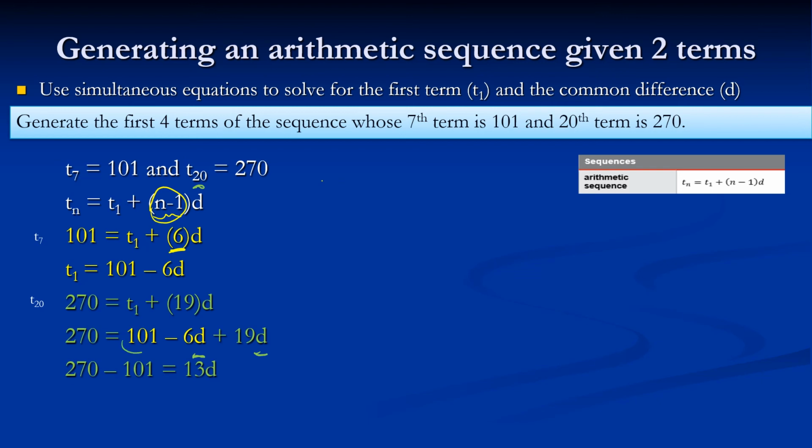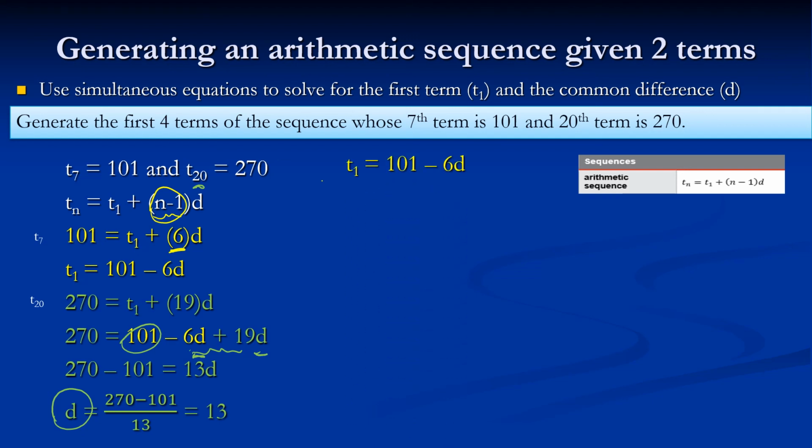So move 101 to the other side of the equal sign and I'll collect the like terms and solve. And so 270 take 101 is 169. 169 divided by 13 is 13. So D equals 13.